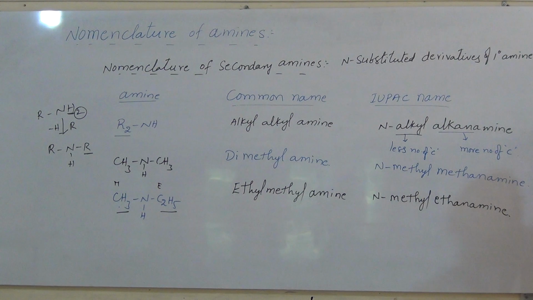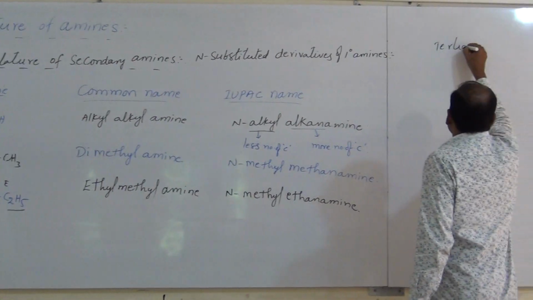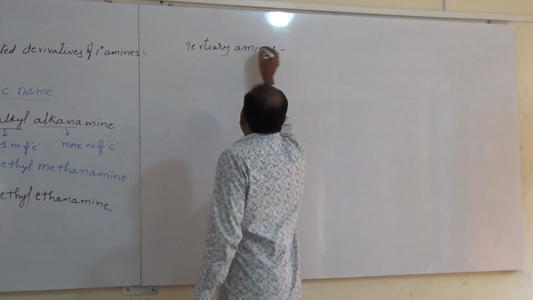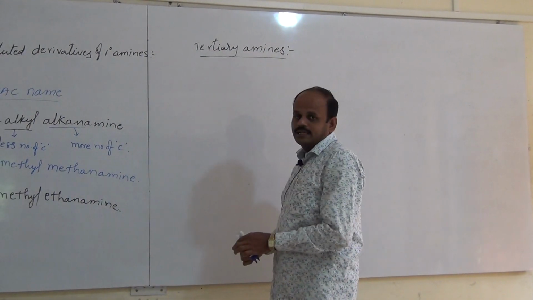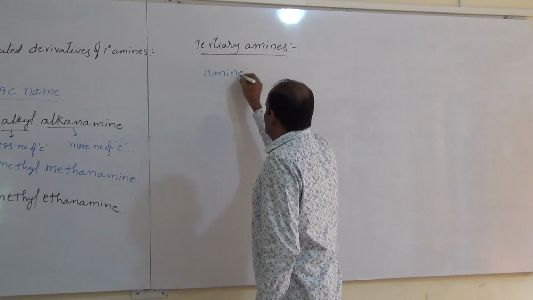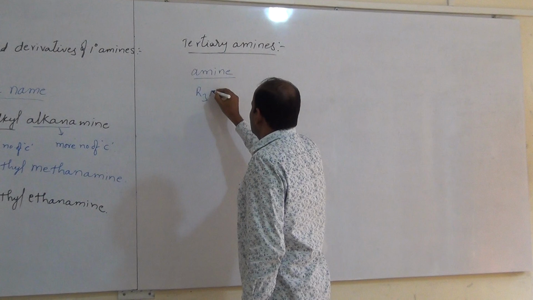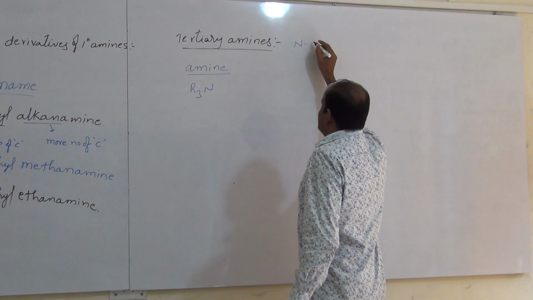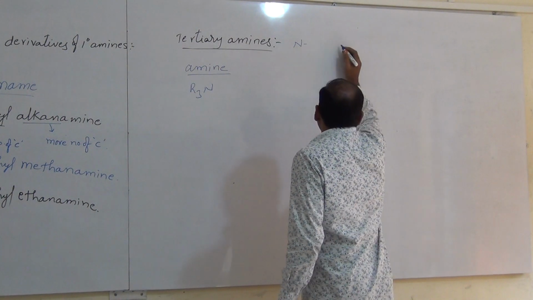And the next one is here tertiary amines. Tertiary amines nomenclature. Here amine, what is the formula? R3N. And these are also considered as N substituted derivatives of amines only.